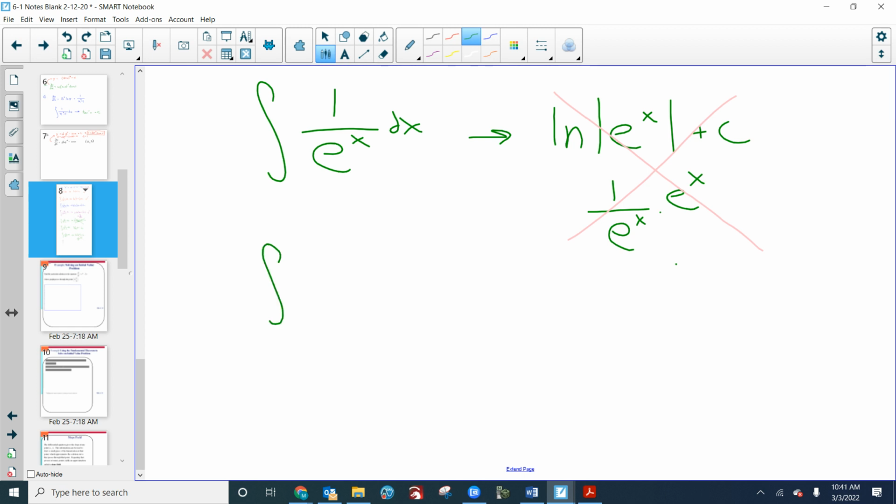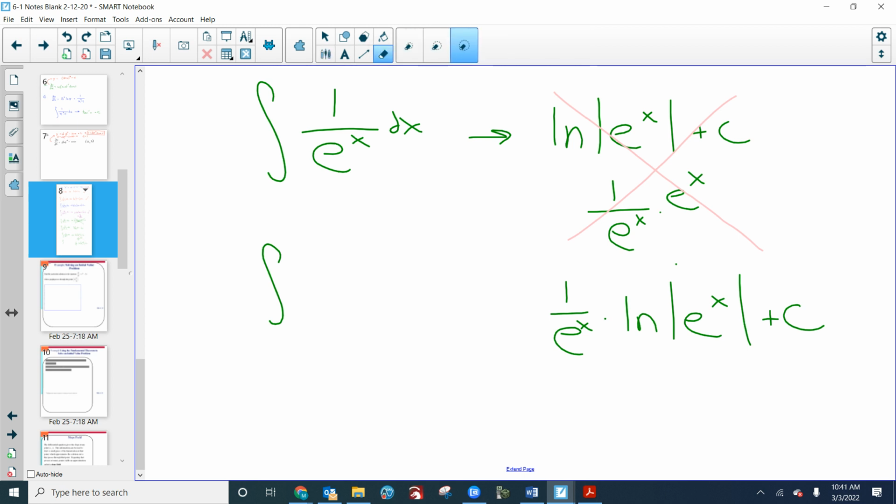Any ideas? So you're saying 1 over e to the x times ln absolute value e to the x? That'd be a quotient rule. Any ideas? This was actually not that hard. You guys got this. What's the first rule of antiderivatives? Do I know whose derivative this is? No. So try something else.